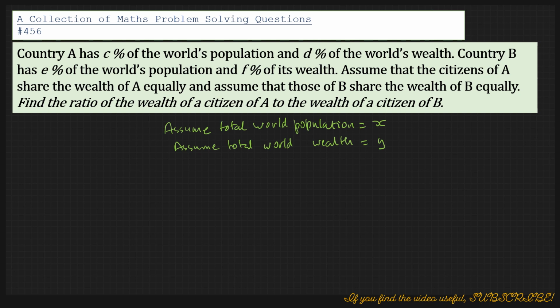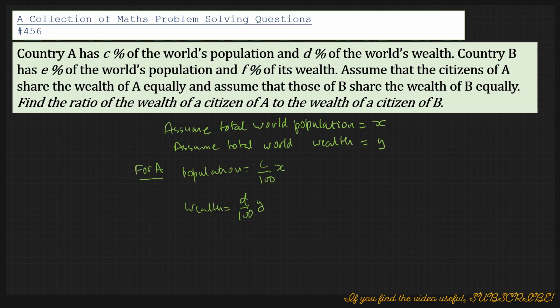So for country A, the population would be C%. So that is C out of 100 times X, and wealth would be D%. So D out of 100 times Y.